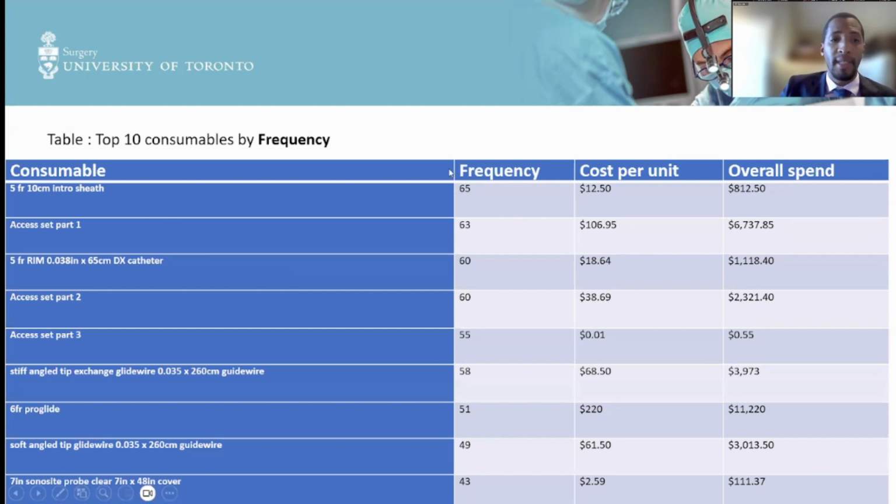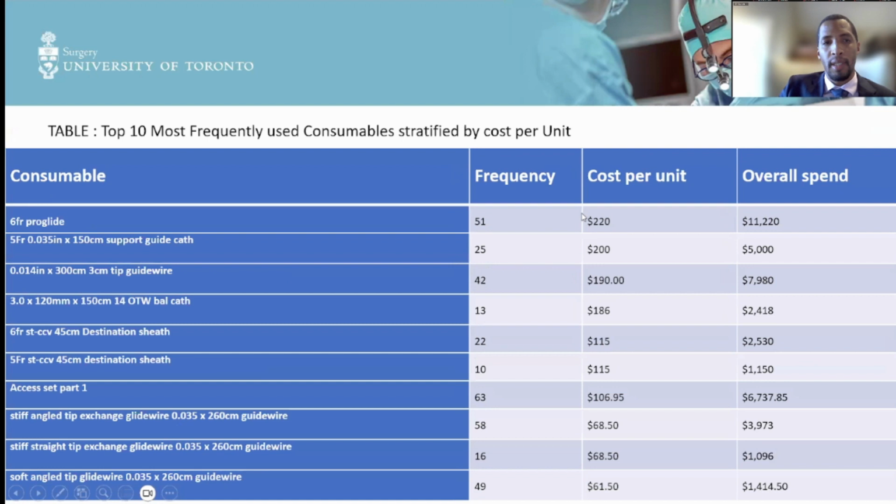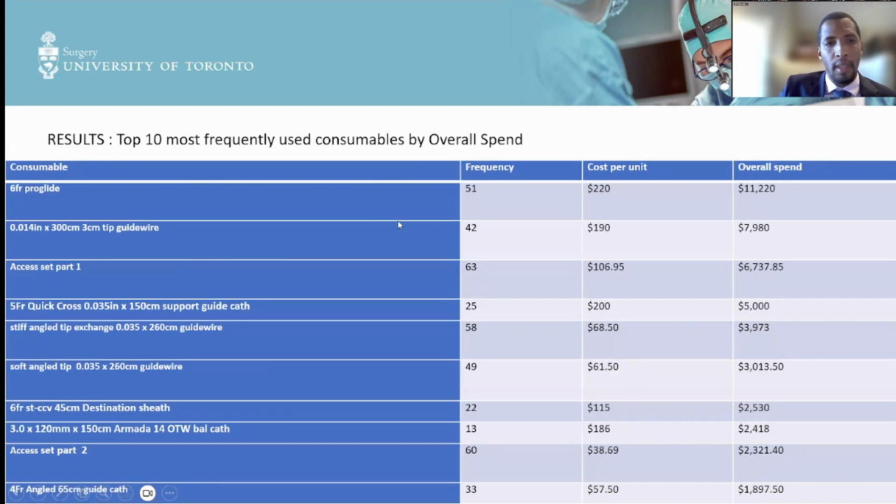There's a table looking at the top 10 consumables by frequency, and then stratified by cost per unit. I just want to highlight the first item, which was the ProGlide, which is a closure device, and that significantly increased the cost of the procedure. It's something that in our setting we could actually avoid using or find a cheaper alternative. Again, this is just another table showing how significantly it contributed to the overall spend.